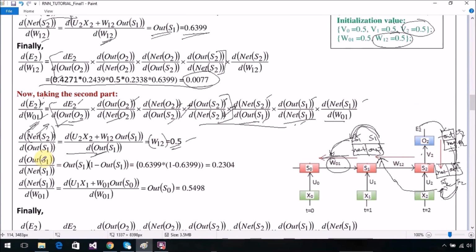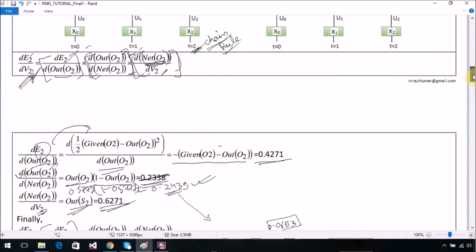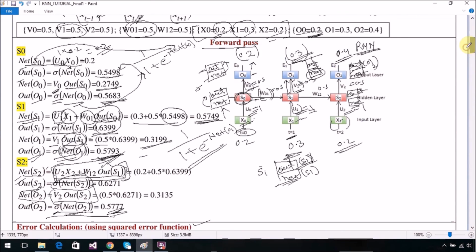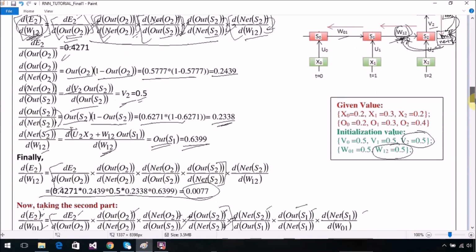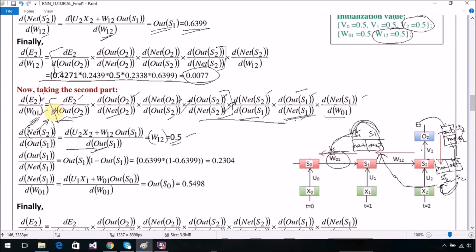Now the next part is out S1, differentiating out S1 with respect to net S1. You can see here that out S1 and net S1 are related to each other through a sigmoid function. So differentiation of the sigmoid function will result in such relations, and by putting the out S1 value here we can get this score.